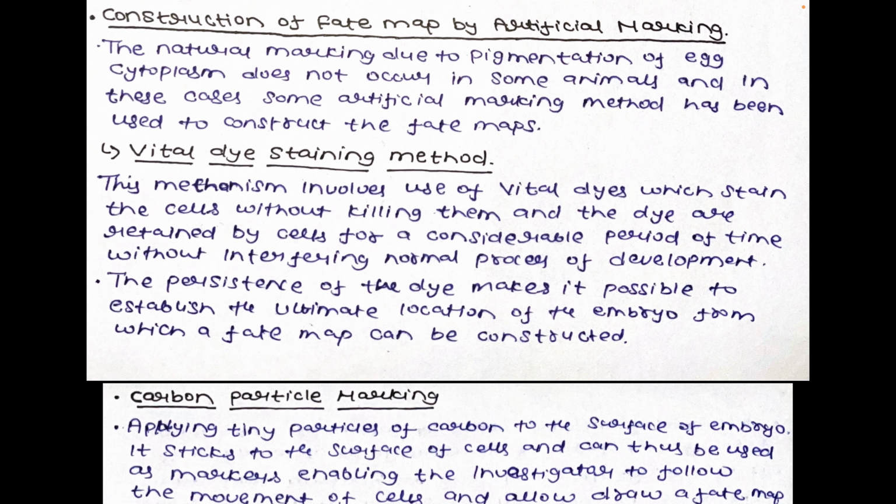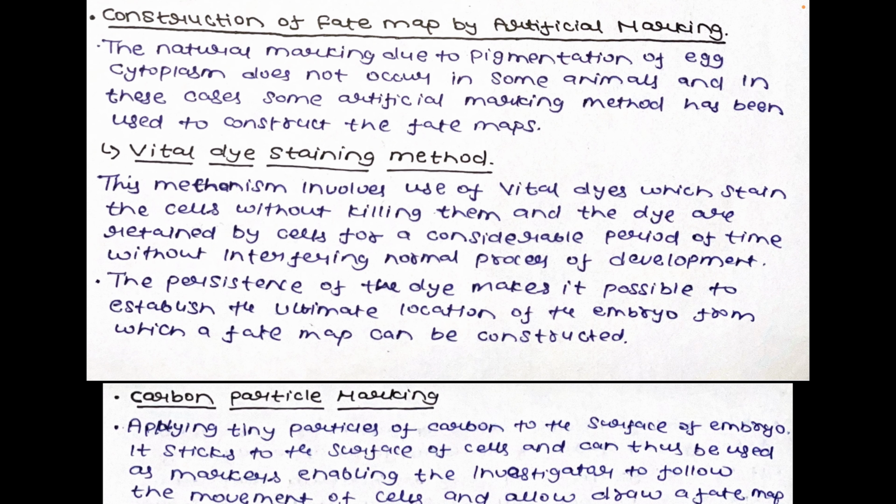The persistence of the dye makes it possible to establish the ultimate location in the embryo from which a fate map can be constructed. You stain a small region, let the embryo develop, see where the color has traveled, and record it. Repeat for many regions and then you assemble it and you have a complete map.